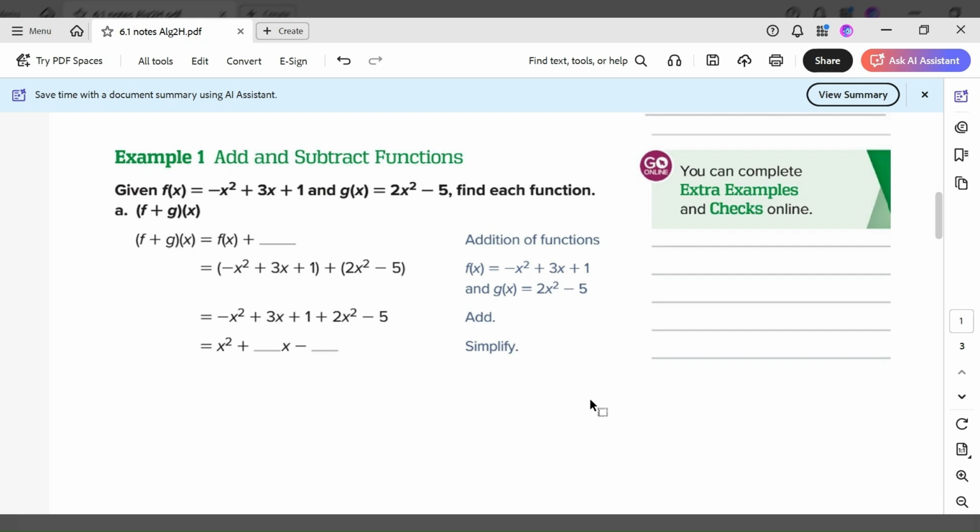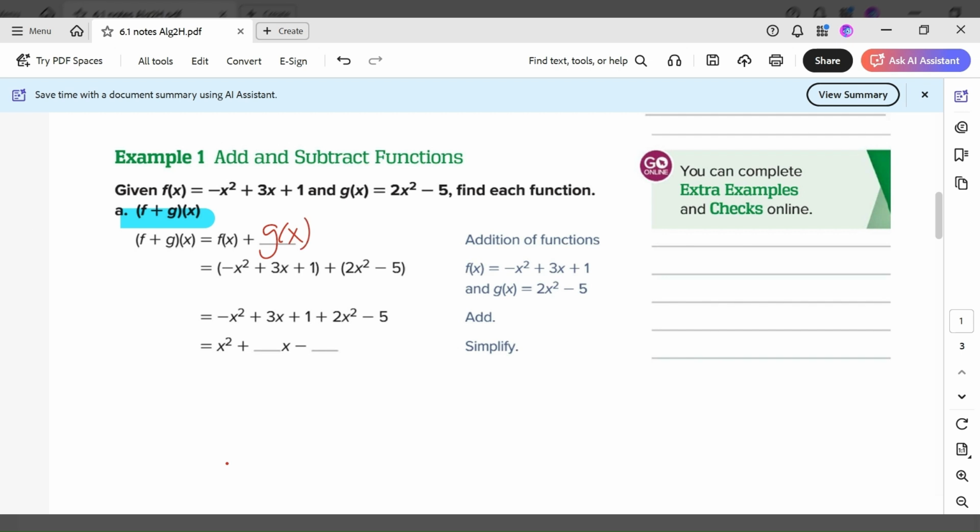In example 1, it says add and subtract functions. So it says, given f of x equaling negative x squared plus 3x plus 1, and the g of x is 2x squared minus 5, find each function. So the first one they want us to do is find f plus g of x. So what we're doing is we're rewriting it as f of x plus our g of x.